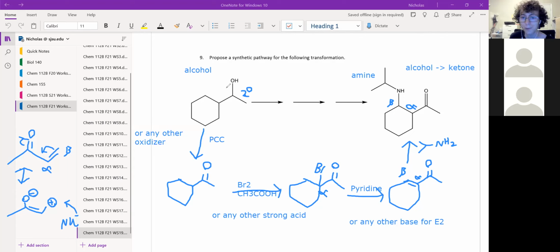So that is the most direct approach for this synthesis that I could think of. There are probably other correct ways to do it. So if this isn't what you put, that doesn't mean you're wrong. I can check it if you'd like, as usual. But if not, that's okay. Hopefully this makes sense. And that is all I've got for this worksheet.